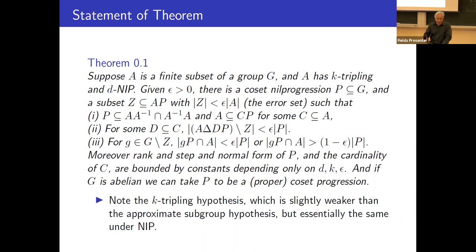So in the stable case, there's no exceptional set Z, it doesn't exist. And the statement is that A is simply a union of cosets of a subgroup, again with the condition about in three, that up to epsilon, it's a union of cosets of H, up to something of size at most epsilon, the size of H.